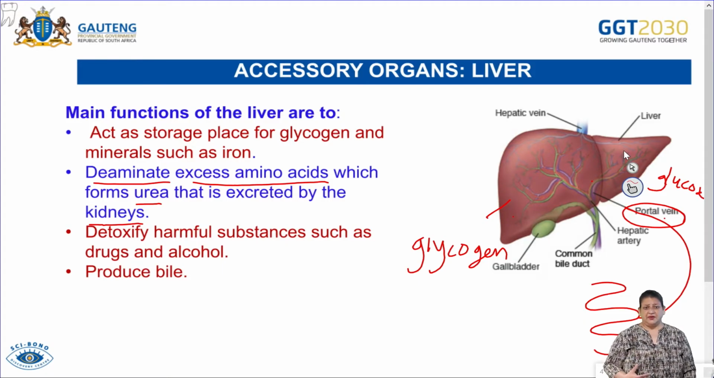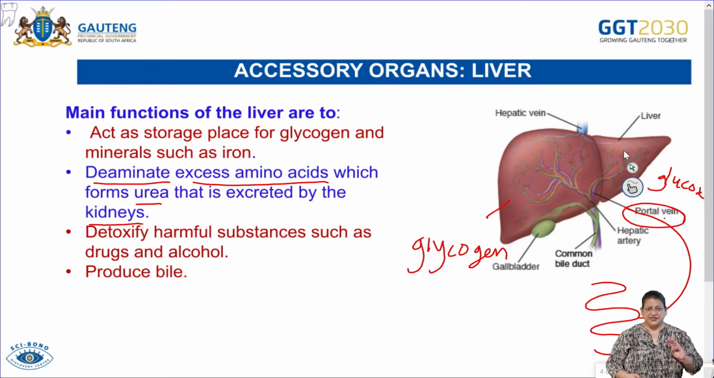So when the protein is broken down to amino acids, if your body needs, for example, only 200 molecules of amino acids, but now 1000 amino acids are coming, it means 800 amino acids are extra. So the liver will break down that excess amino acid. Part of it forms glucose and the rest of it forms urea, which will be excreted into the kidneys. So it's responsible for deamination of excess amino acid.